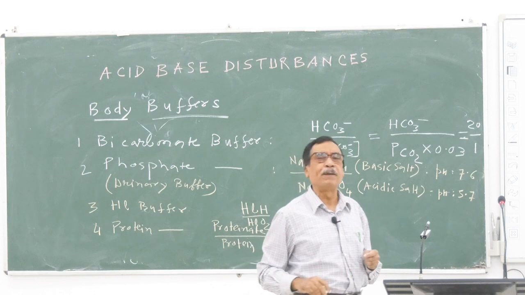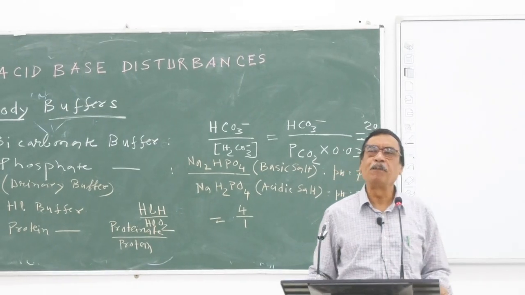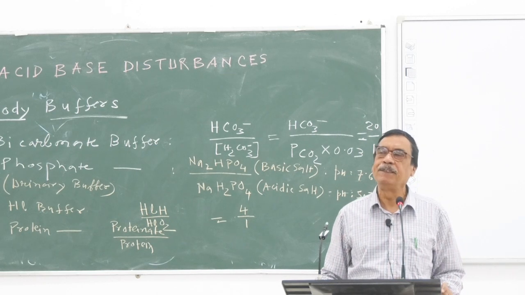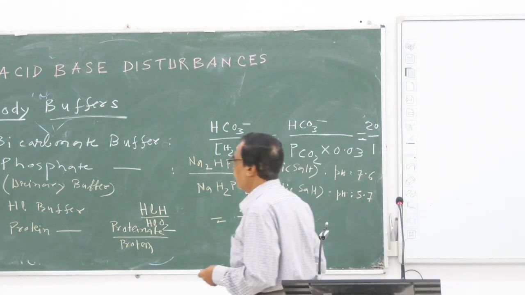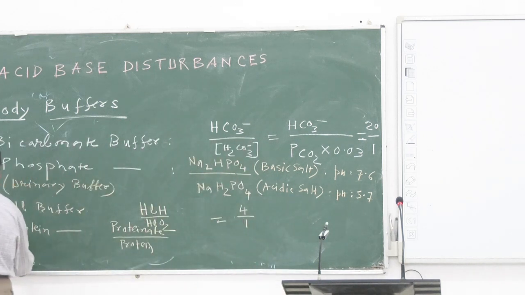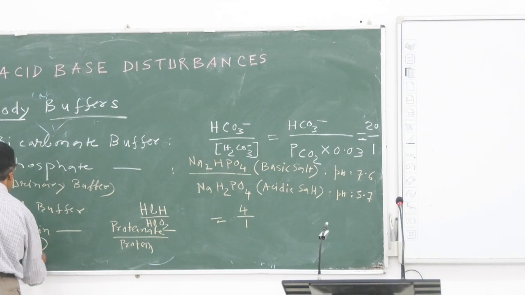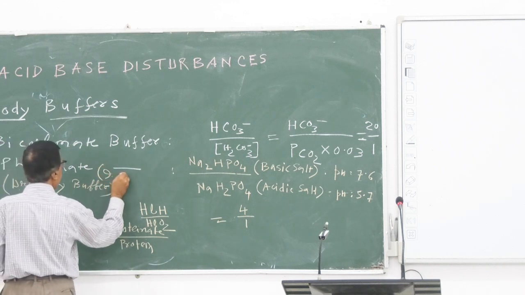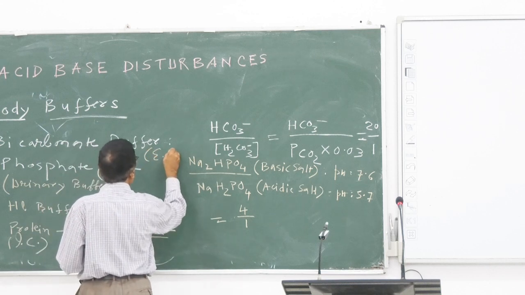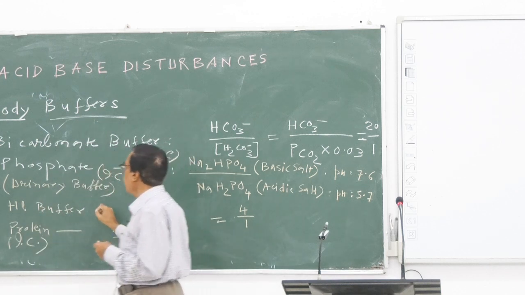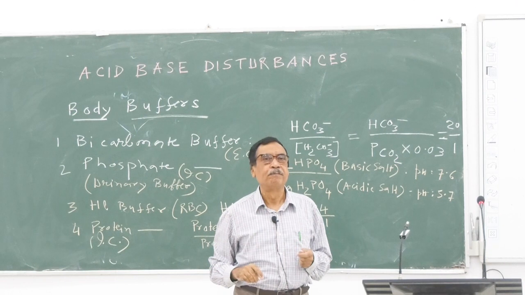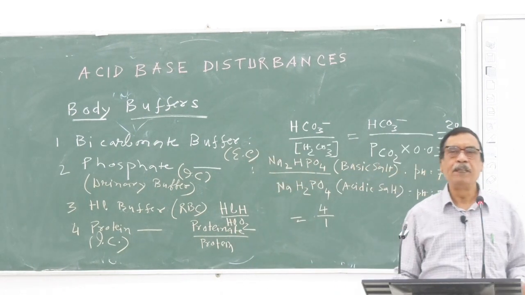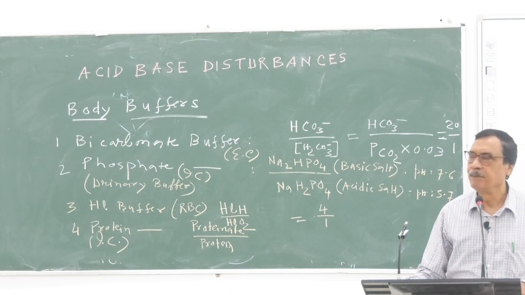Hemoglobin buffer is the principal buffer and the main buffer of the RBC. In RBC, pH is regulated by the hemoglobin buffers. Protein is also an intracellular buffer. This is intracellular, and this is extracellular, and hemoglobin within RBC. These are the main buffers which control the pH of our body.